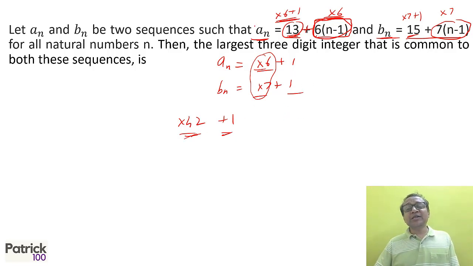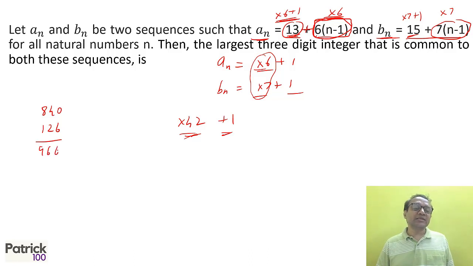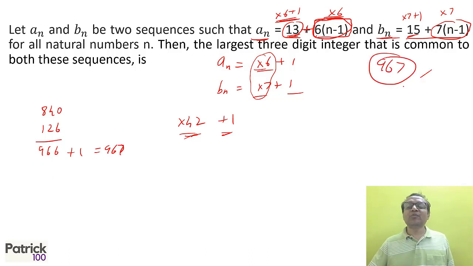Now find the largest 3-digit number which is a multiple of 42 plus 1. I know 840 is a multiple of 42, 42 times 2 is 84, so 840. 126 is a multiple of 42, 42 times 3 is 126. This becomes 966, plus 1, so 967. Because if I add 42, it becomes more than 1000. So 967 is the one that satisfies both conditions.